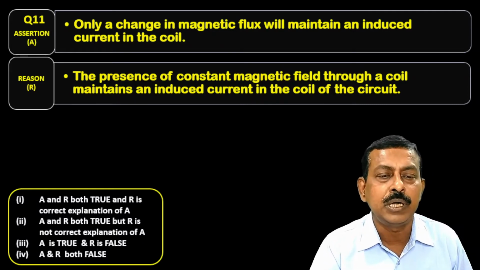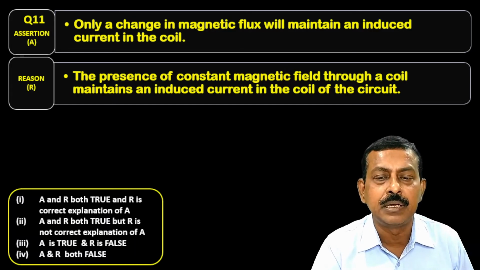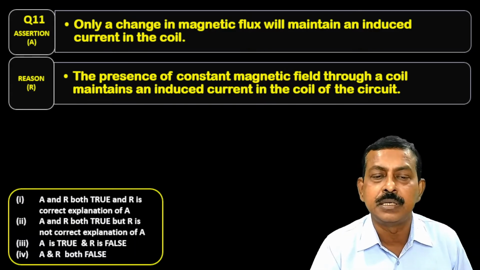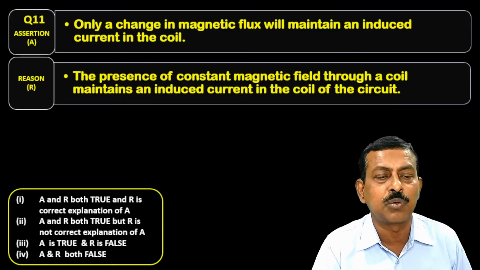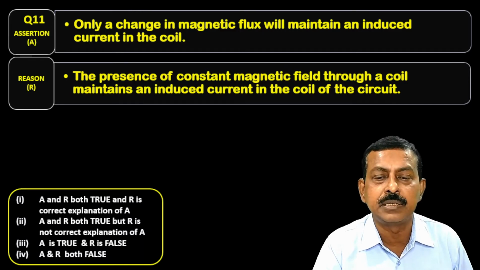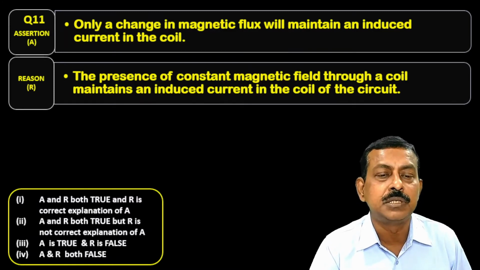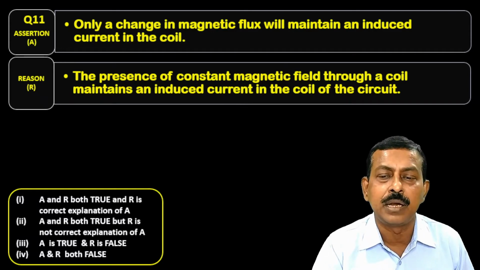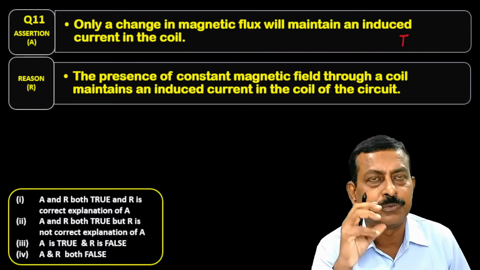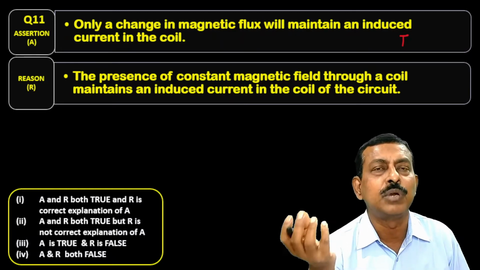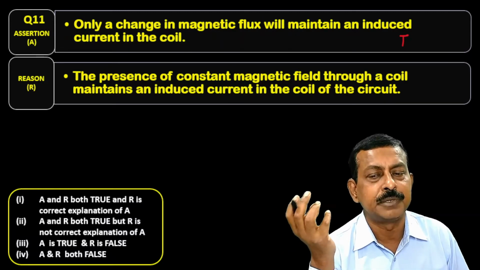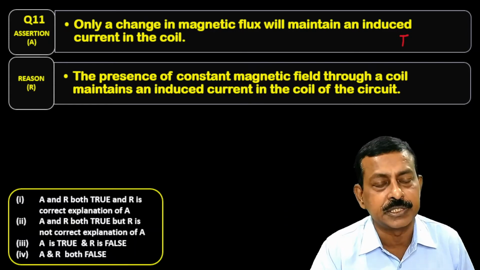Assertion is only a change in magnetic flux will maintain an induced current in the coil. Reason is the presence of constant magnetic field through a coil maintains an induced current in the coil of the circuit. So here the assertion, only a change of magnetic flux will maintain an induced current in the coil, is true, because if there is a change of the magnetic flux, then only there will be induced EMF developed or induced current developed in the circuit.